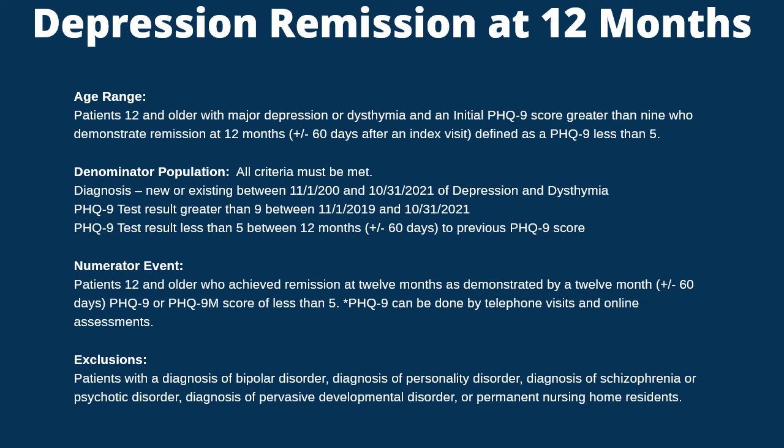The depression remission at 12 months measure focuses on patients ages 12 and older with a diagnosis of major depression or dysthymia who had an initial PHQ-9 score greater than 9. To be compliant for the measure, patients must have a PHQ-9 score less than 5 within 12 months of the initial PHQ-9 score of greater than 9. Patients are excluded from this measure when they have a diagnosis of bipolar disorder, personality disorder, schizophrenia, psychotic disorder, pervasive developmental disorder, or are permanent nursing home residents.